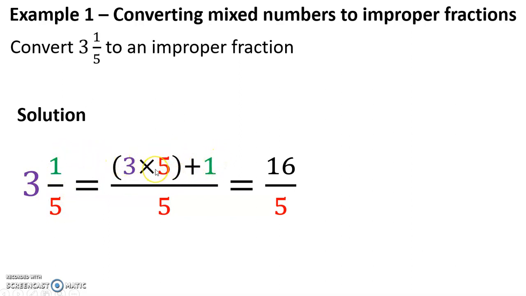So 3 times 5 is 15, plus 1 is 16, and that's how I get my new numerator for my improper fraction. My denominator remains the same all the way through. So 5 was my denominator initially, and it will stay as 5 here. So 16 over 5 is the same as 3 1/5. Okay? 16 over 5 is the same as 3 1/5. So if you copy this example, use the colours, and you'll be able to use the same procedure when you're converting a mixed number to an improper fraction. So pause and copy.